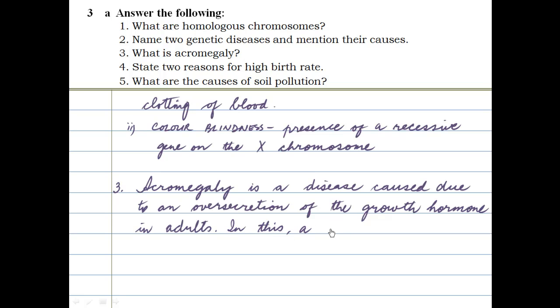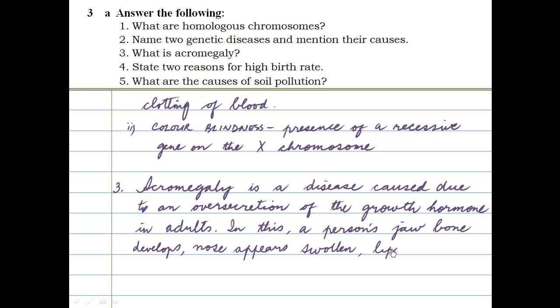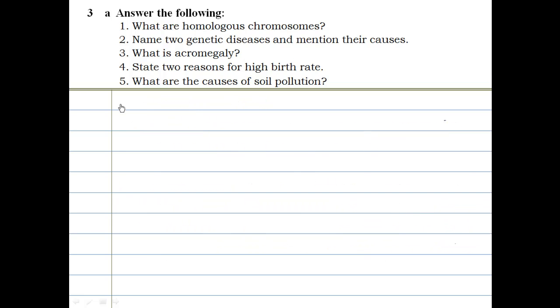In this, the person's jawbone develops. Nose appears swollen. Lips are thicker. That's it. Let's do number 4, which says, state the 2 reasons for high birth rate.